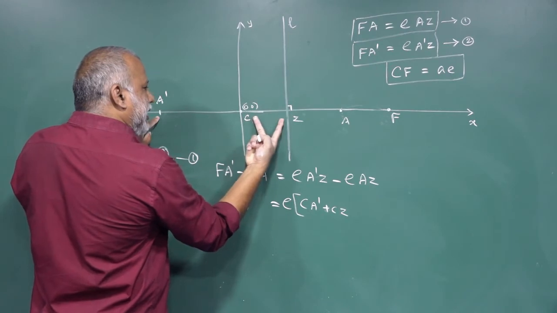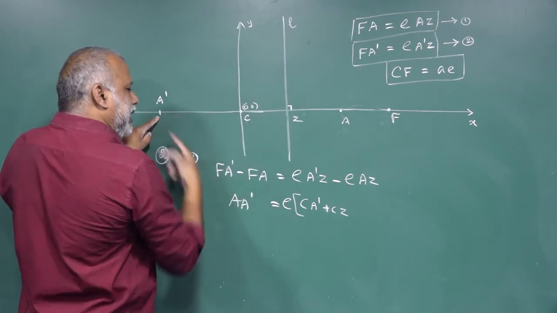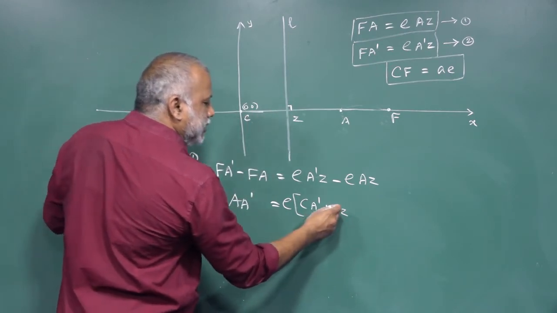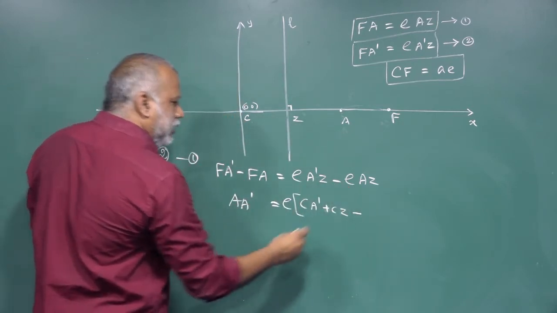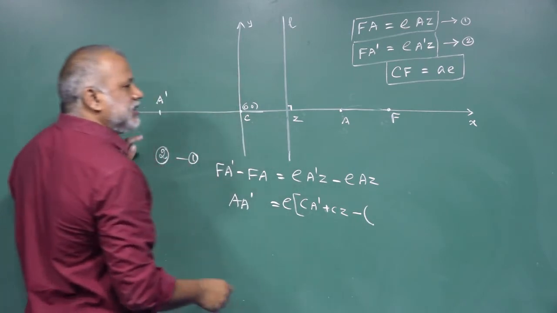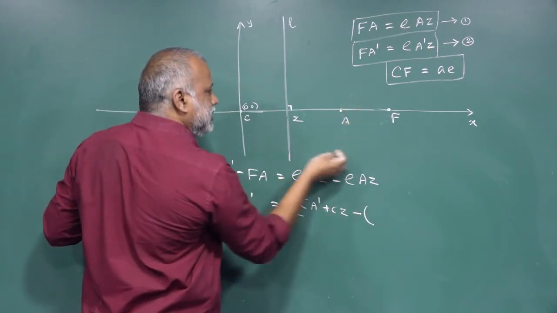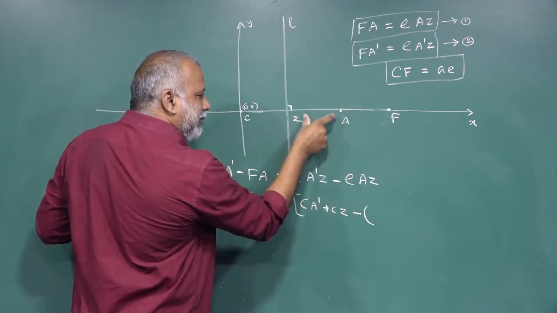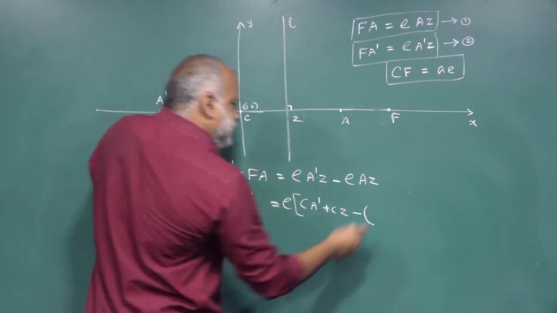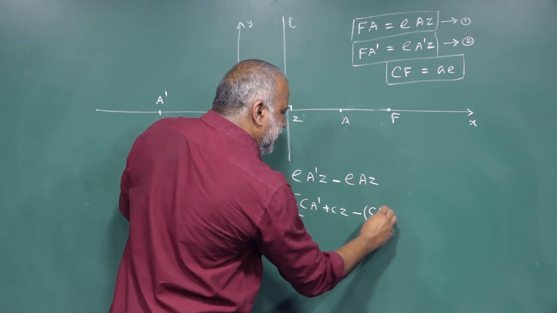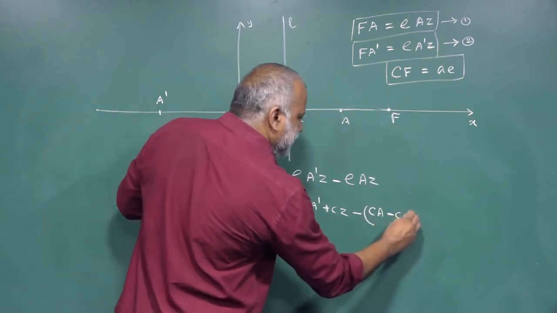Therefore, separate addition of these two: CZ, CA dash. So CA dash plus CZ. Then already you are having negative. Already taken out e as a common. Now the remaining AZ. Where is AZ placed? See, this is AZ. Therefore, it can be converted in terms of center, means CA minus CZ.